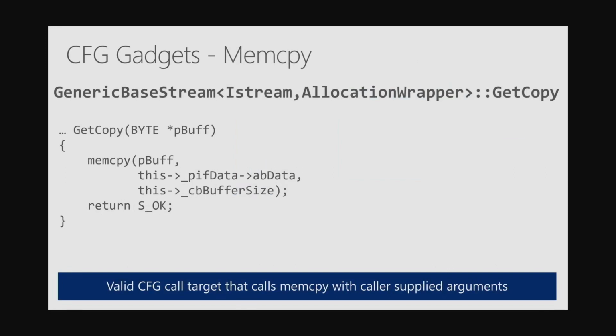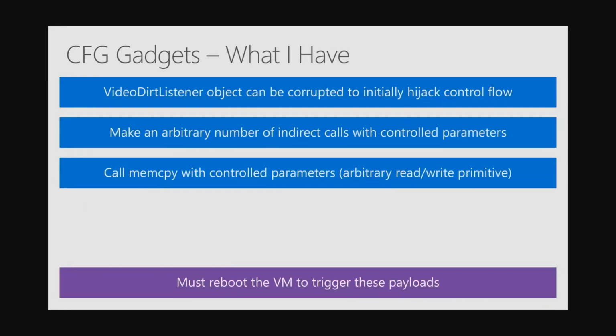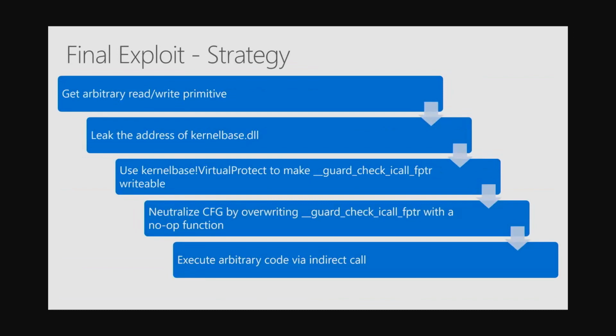All right, the last gadget I found that I needed was this memcpy gadget. This is once again an indirect call target, and it uses the parameters passed to it to make a call to memcpy. This ends up giving me an arbitrary read-write primitive because I control the source, the destination, and the size of that call to memcpy. However, there is a caveat: I can only make this call to memcpy when the virtual machine reboots.